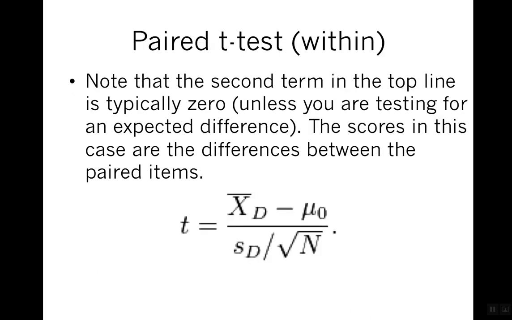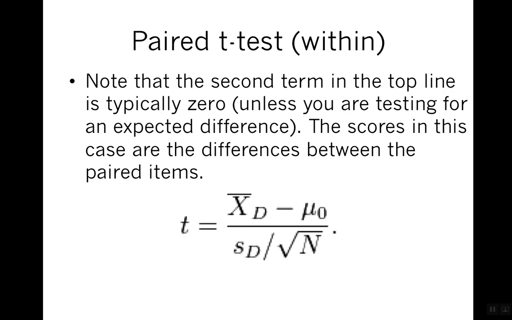So here's an equation. We're not going to refer to it in the class. I just want to show you that the equation exists. And this is for a paired t-test. And you see here that there is the mean of the differences at the top. Mu0 is just in the case that you're expecting a particular difference. Normally we expect a difference of 0, so that term will drop out.